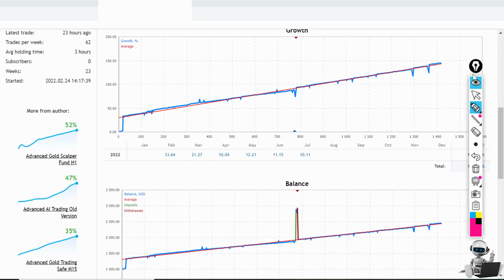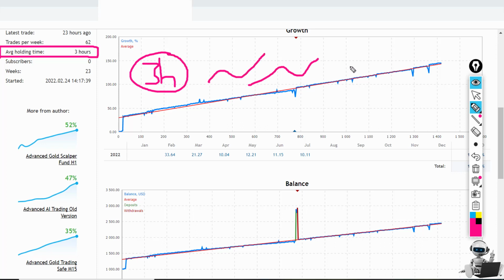The important thing I always focus on is average holding time. It is only 3 hours in this case. So I think this EA does not hold trades over the week or overnight. It only closes between 1 to 3 hours, which is quite impressive.